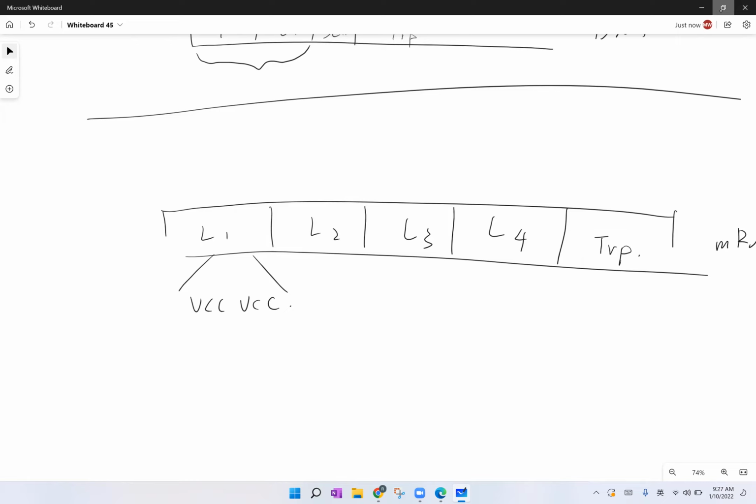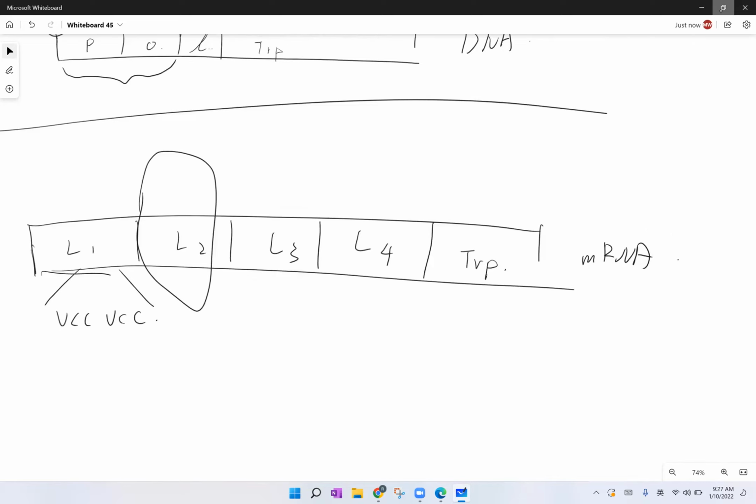Okay. So if tryptophan is abundant, the translation process will be much quicker. So we can proceed fluently, right? Smoothly. The ribosome is going to land onto your L2 region, right? Leader 2 region, somewhere around here. So this is an mRNA.